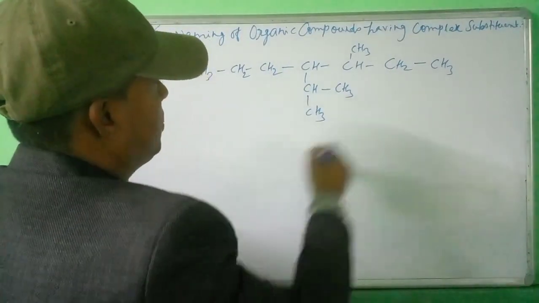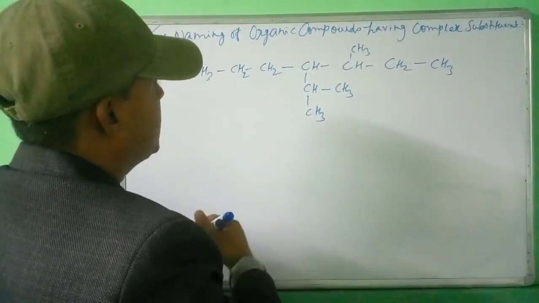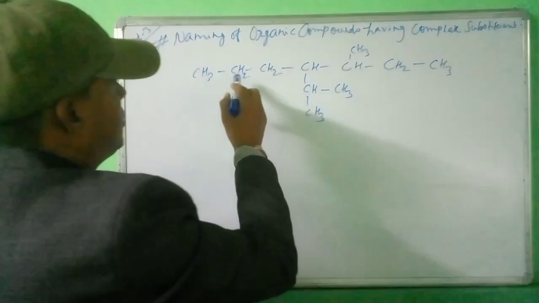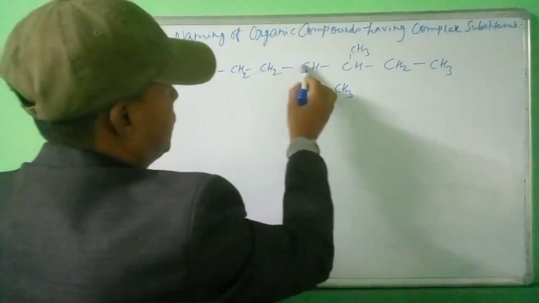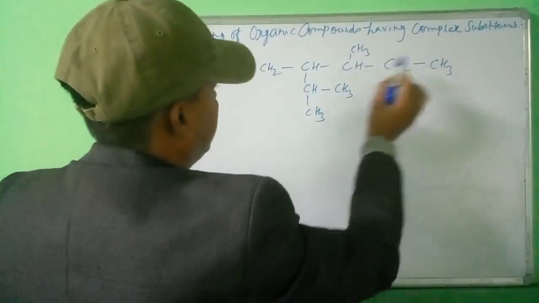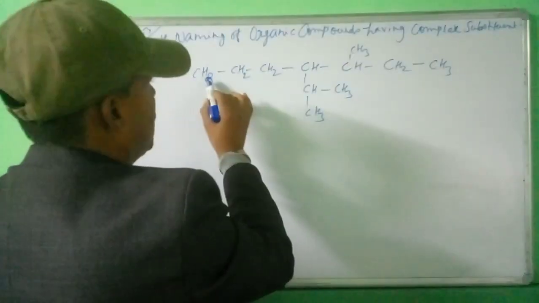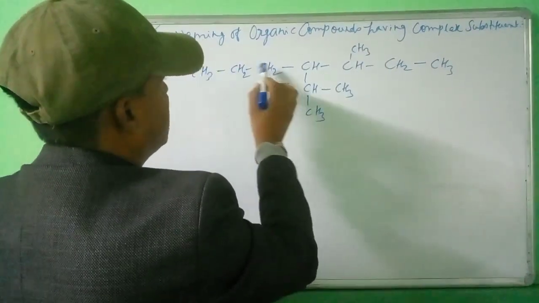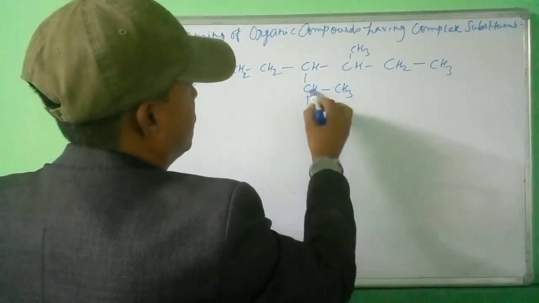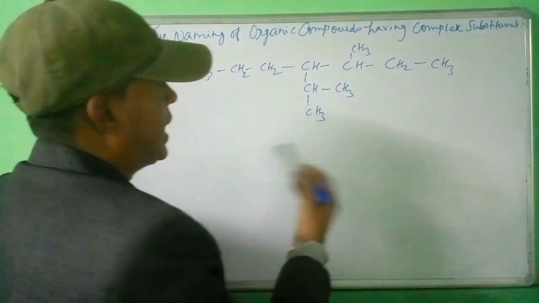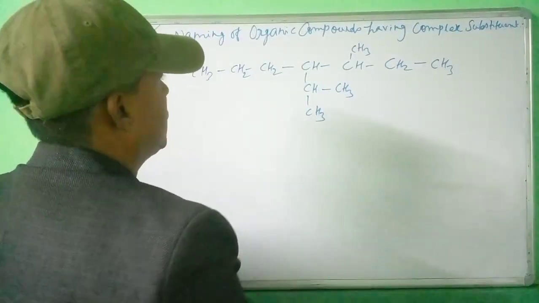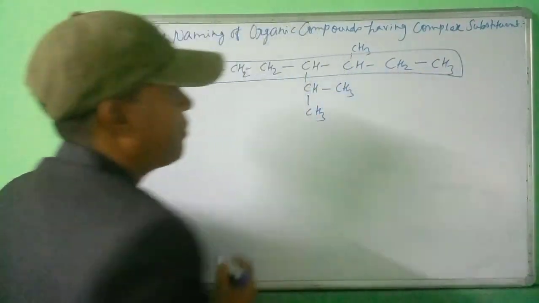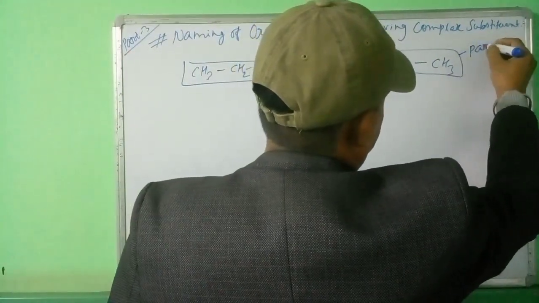For this type of compound, at first we have to select the longest chain, and the chain must be continuous. Now we can count the carbons: 1, 2, 3, 4, 5, 6, 7. So the straight chain has 7 carbons. Now we check the bent shape: 1, 2, 3, 4, 5, 6 only, which is less than 7. So try to select the straight chain.